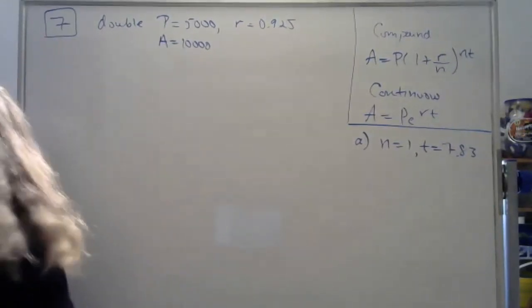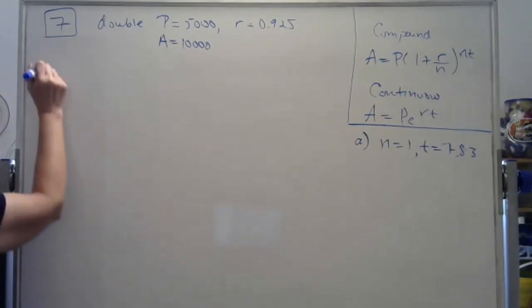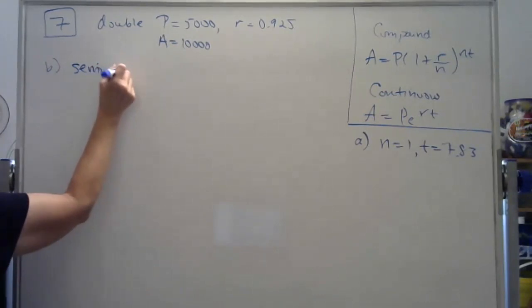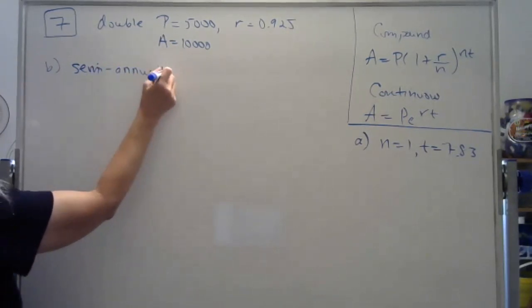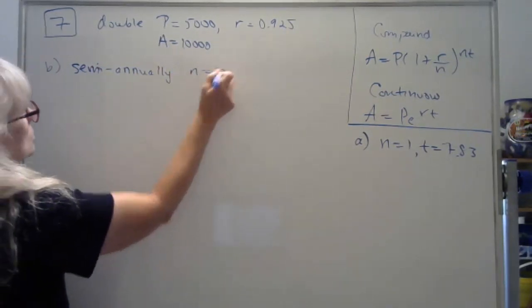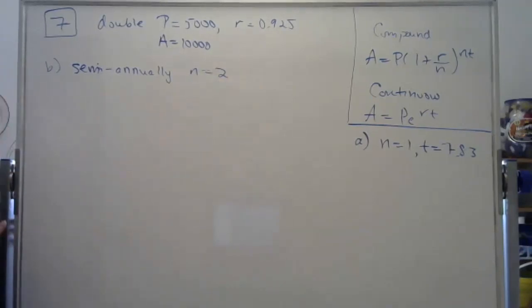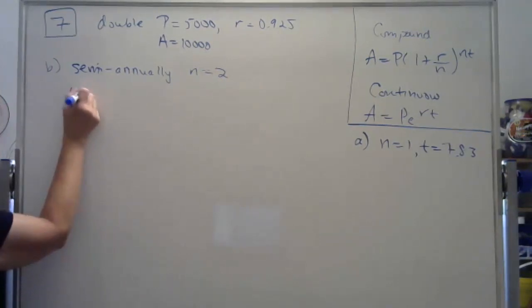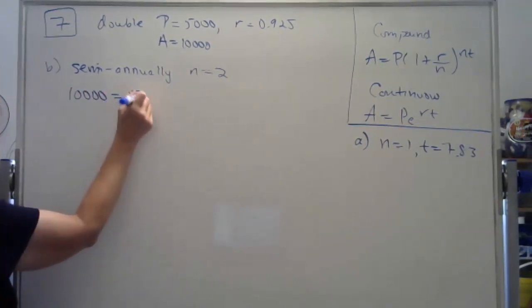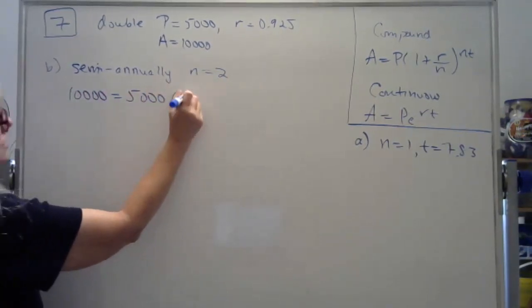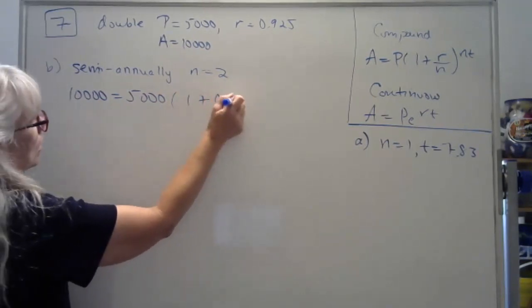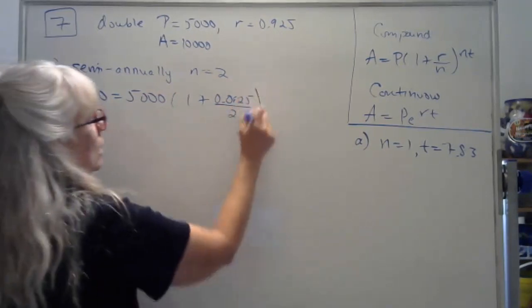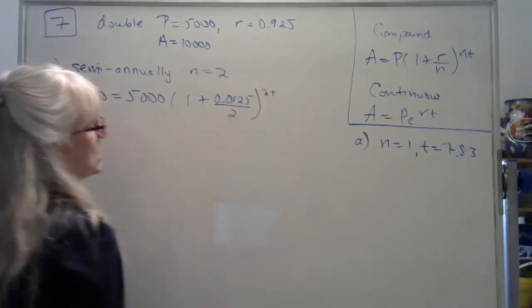So for part B, we're going to come in and do semi-annually. That means n equals 2. And this does make the decimal part of this a lot uglier, but it works well. So we'll start off the same way. We know we have 10,000 at the end. We started with 5,000, and we have 1 plus 0.0925 now over 2 to the 2t.